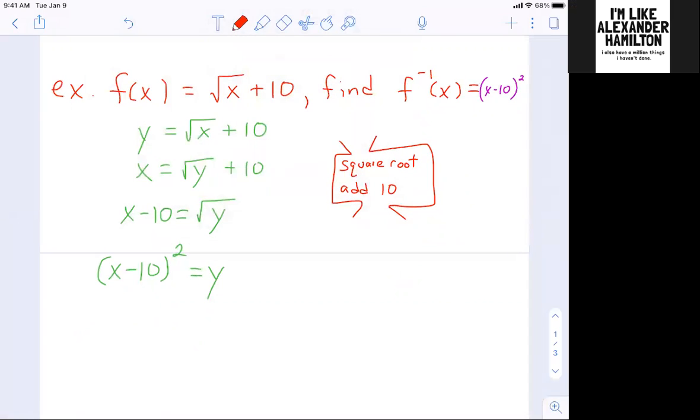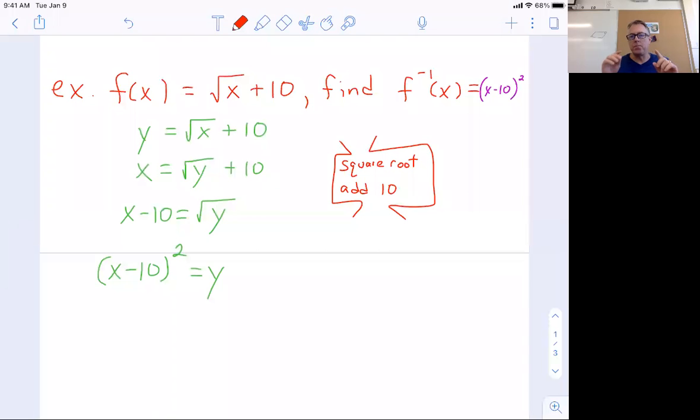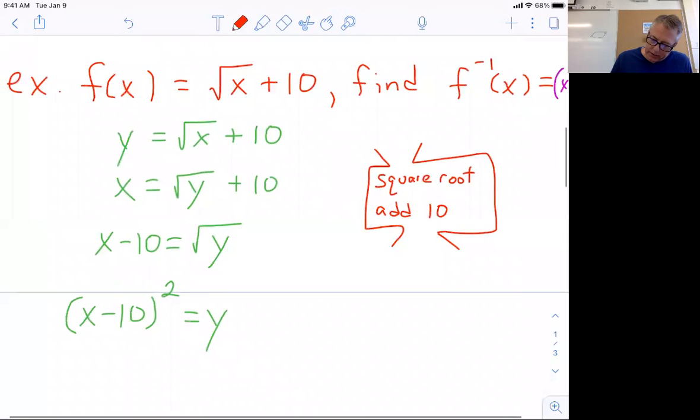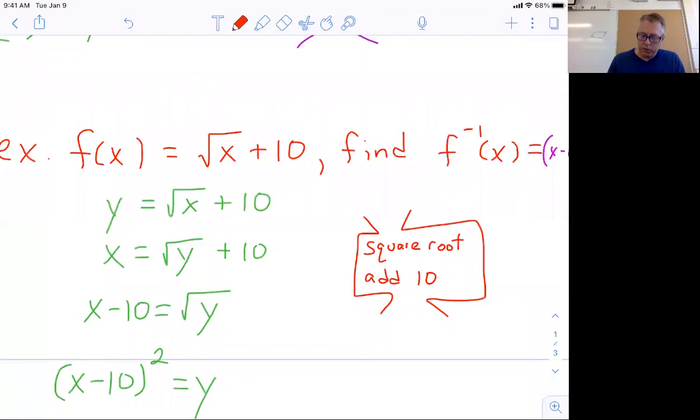If only the x is under the square root sign, then why is the 10 also to the second power in the final answer? Yeah, so good question. It has to do with the order of operations. So we're finding a function that undoes the original in the reverse order. Okay, so in this case, in our original function, when we plug something in, we take the square root first and then add 10. Okay, so square root first and then add 10.